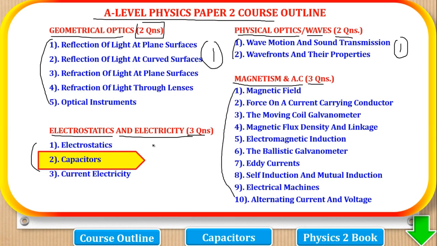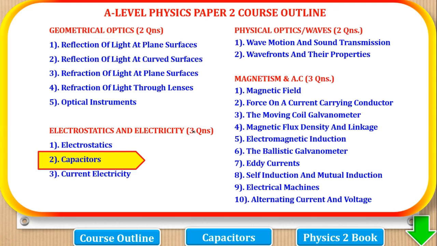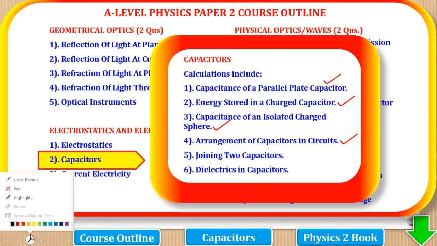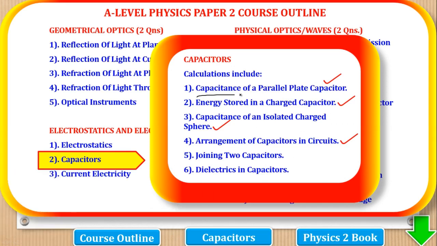So here it is up to you. You can choose to answer 2 from here and 1 from here to make the 5 questions, or you answer 1 from here and 2 from here to make the 5 questions still. So any option is okay. Now in the previous videos, the first part is already covered, this part is already covered, and this one is already covered. So in this video, we are going to go to part 4, which is arrangement of capacitors in circuits.